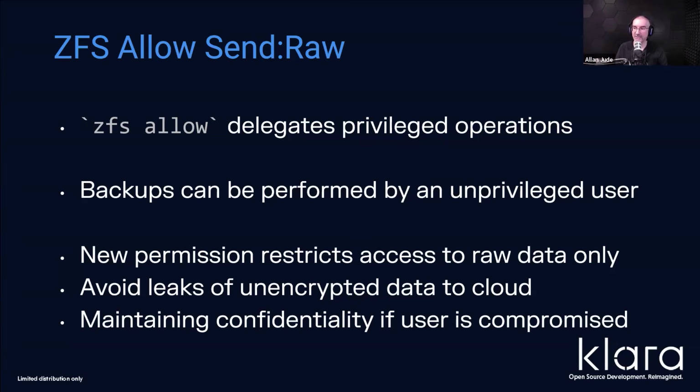And so this adds a new delegation where you can do the send raw permission, and that will allow only encrypted data to be replicated, and it won't allow unencrypted data to be replicated. So the existing send permission will allow either, but this new specific permission will only allow encrypted data to be replicated.